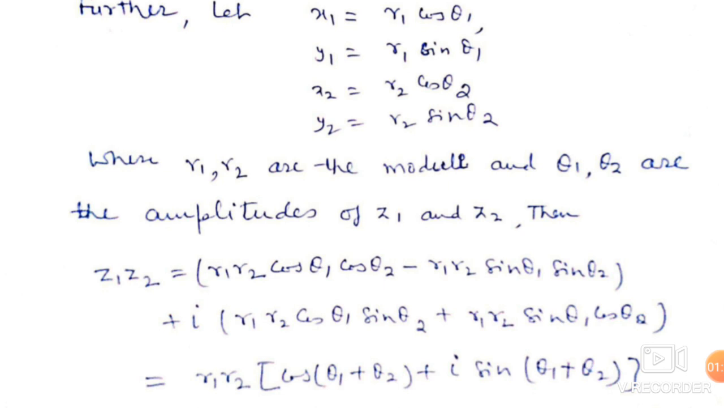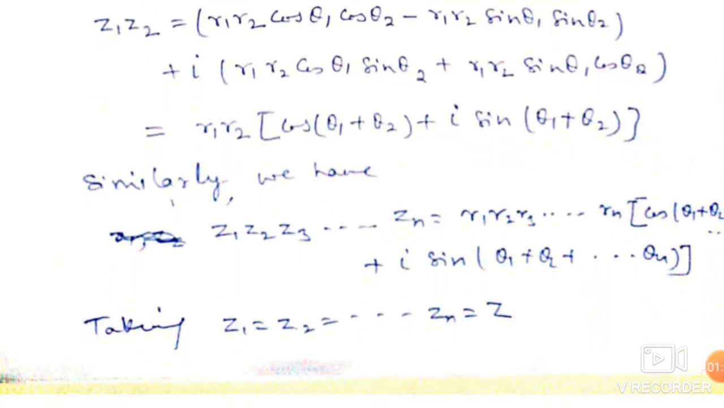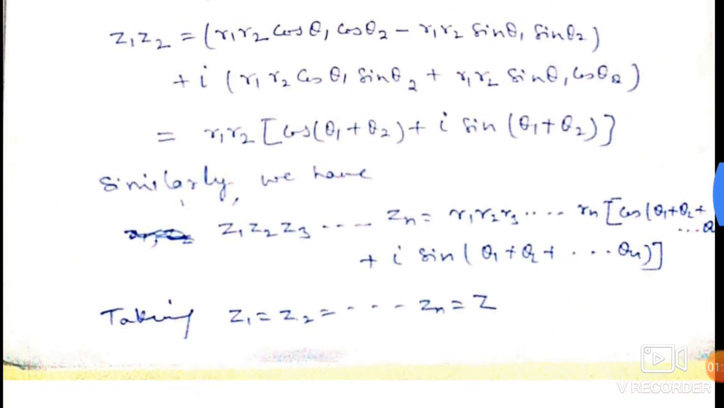Then Z1 Z2 equal to r1 r2 cos of theta 1 cos of theta 2 minus r1 r2 sin of theta 1 sin of theta 2 plus iota r1 r2 cos of theta 1 sin of theta 2 plus r1 r2 sin of theta 1 cos of theta 2, which is equal to r1 r2 cos of theta 1 plus theta 2 plus iota sin of theta 1 plus theta 2.